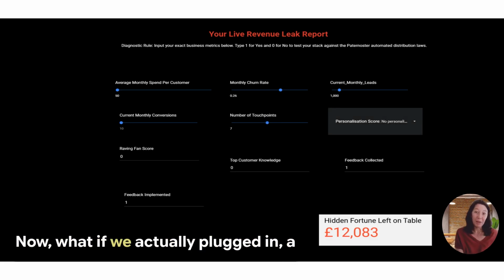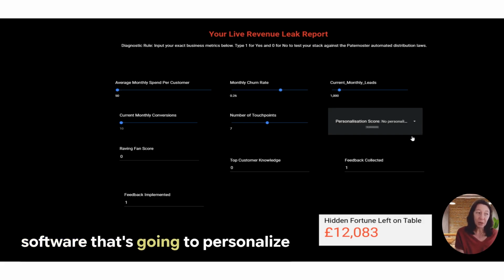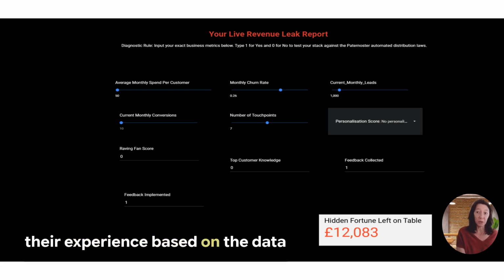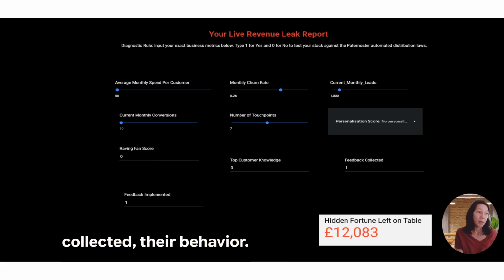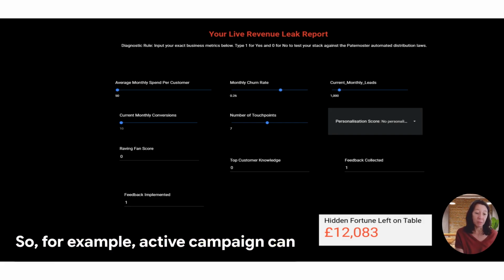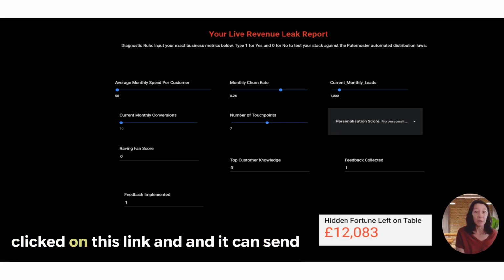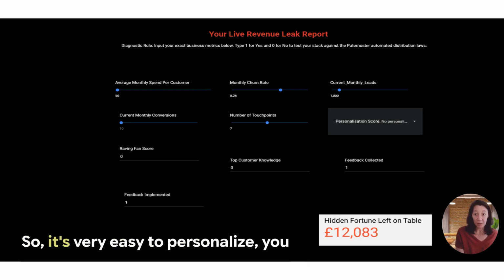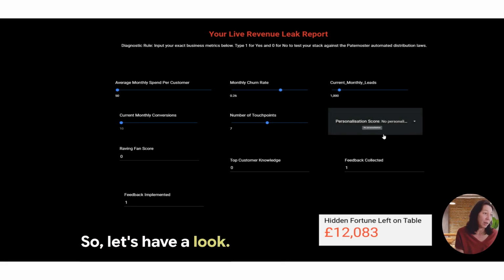Now, what if we actually plugged in a software that's going to personalize their experience based on the data collected, their behavior? So, for example, Active Campaign can feed back data, how many times they clicked on this link, and it can send out surveys. So it's very easy to personalize. You don't need to reinvent the wheel or invest in a super expensive AI tool. So let's have a look.